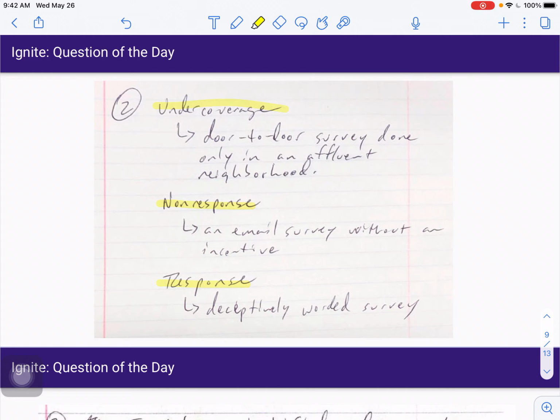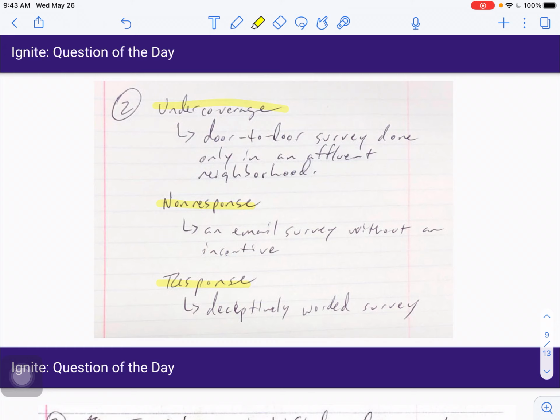neighborhood, right? That's going to create bias because you're only soliciting responses from these people in this affluent neighborhood. So you're losing out on valuable information from those who do not live in that neighborhood and maybe are at a different socioeconomic status. So that could definitely create bias based on whatever survey you're doing.